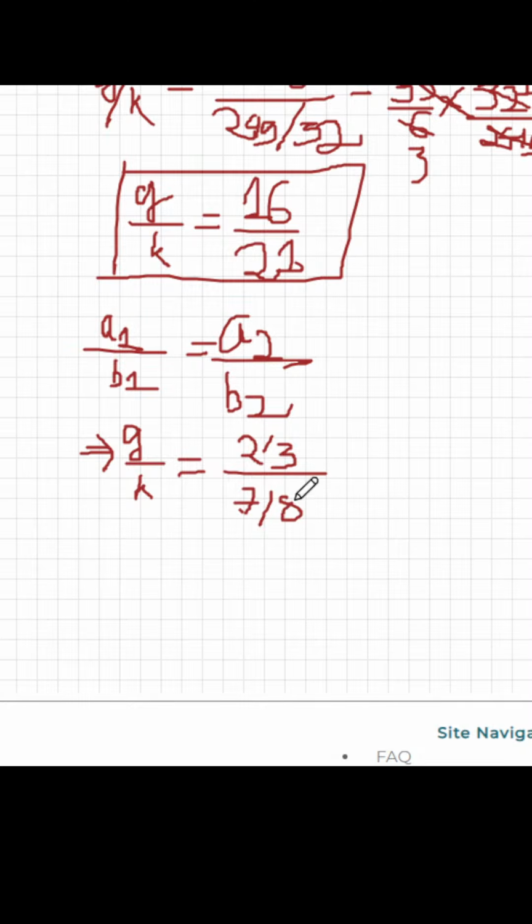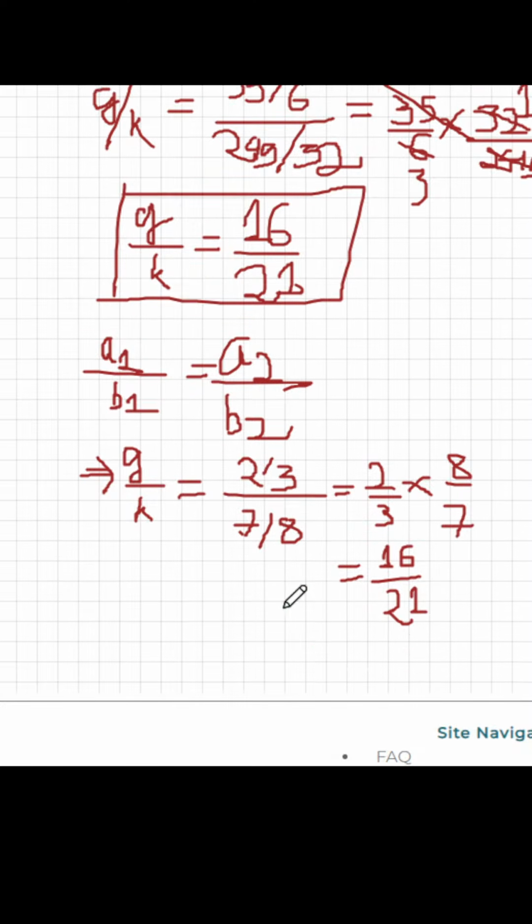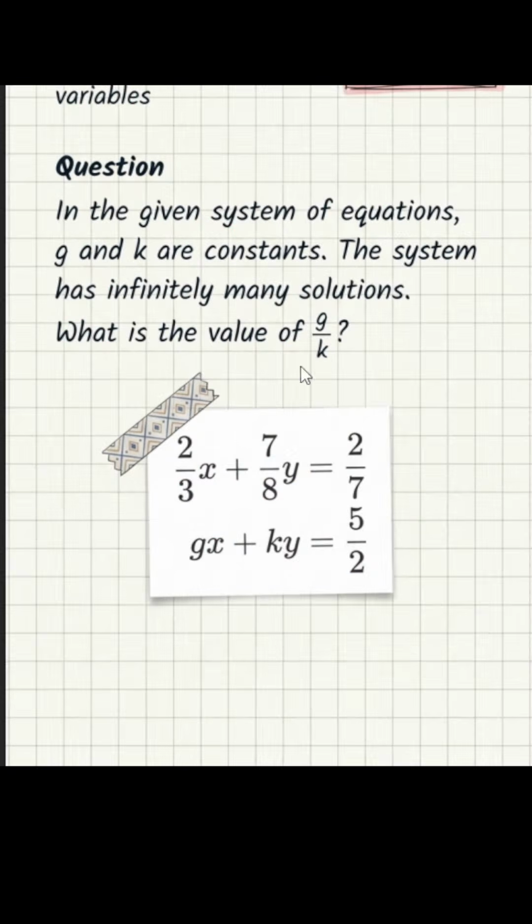So this will also give the same answer, but this is a much faster way, because here c1 by c2 is not calculated. We can directly get this from these two ratios. So 2 by 3 into 8 by 7, that is again 16 by 21. So this is the correct answer. So for this question, the answer is 16 by 21.